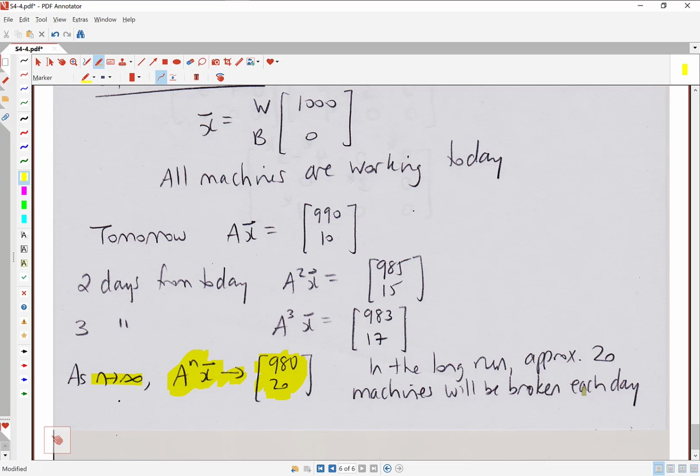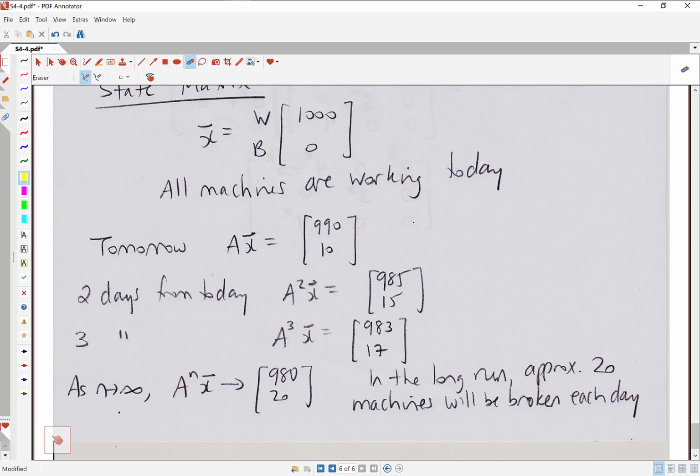So this is why diagonalization is so important. So that's our video on diagonalization.